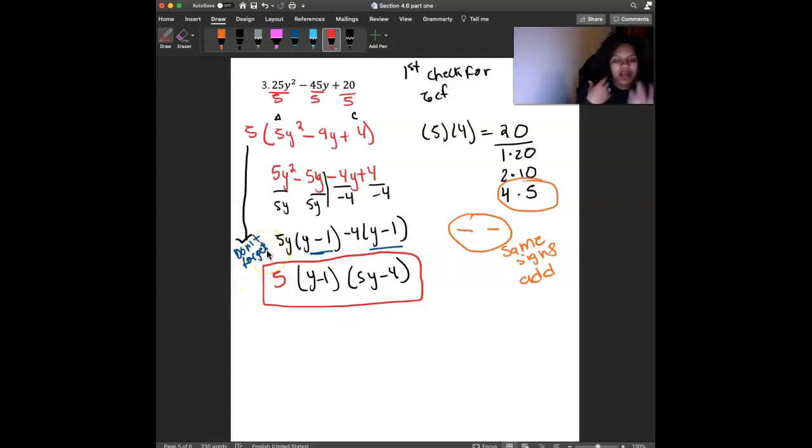And as you do this more and more, it's the same steps over and over again. I like asking the questions. GCF, how many terms? Which method? This times that gives me what? Ask the questions. All right? And make sure you have the correct answers.